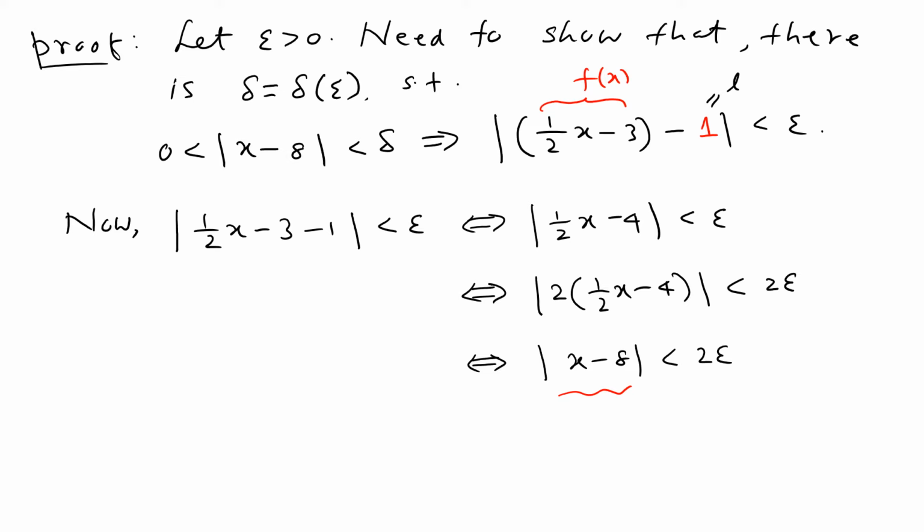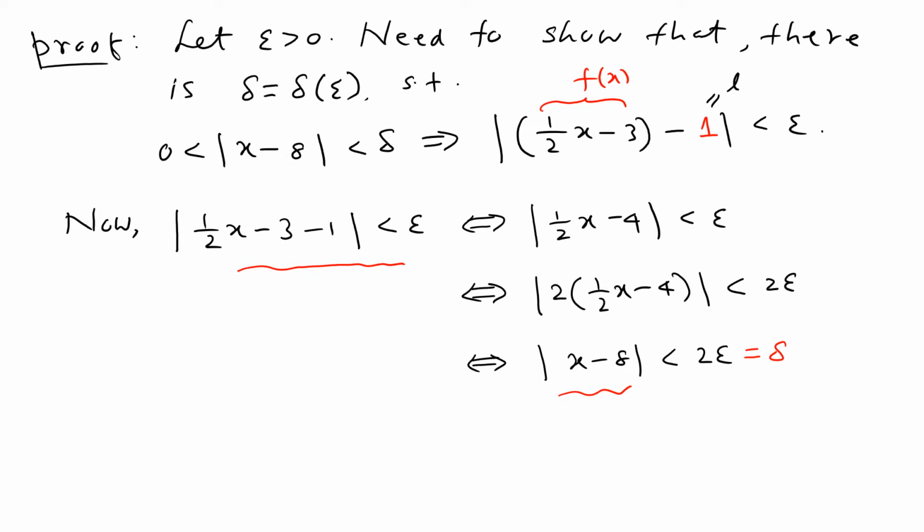So this can give an option. If you pick this part as delta, then this implies the condition. So that means this is simply going to give you the delta. So one good example option would be delta equal 2 epsilon. It's not the optimal option, but you can pick any delta which is smaller than 2 epsilon.